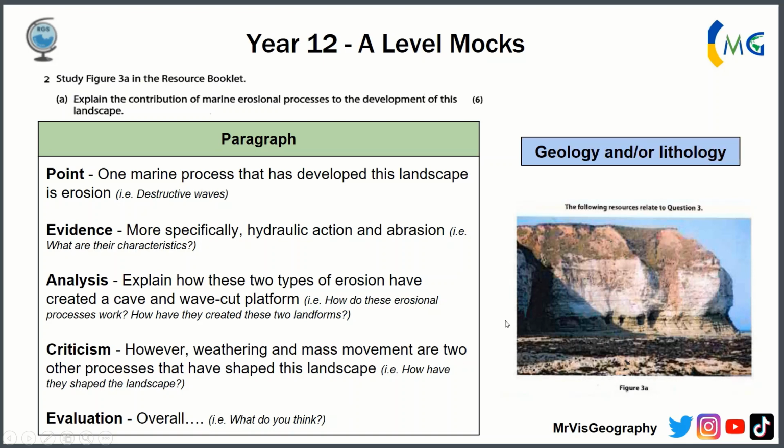You could also have talked in the however about the geology and lithology of the rock. So the type of rock will have a huge impact on the way the landscape looks. Equally, the way the land is structured, so discordant, concordant coastline, will also have a huge impact. Okay, so you could have discussed that in the however section.